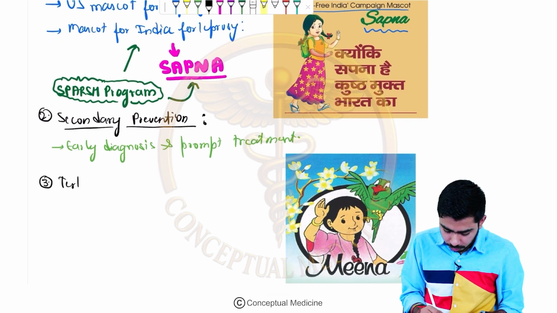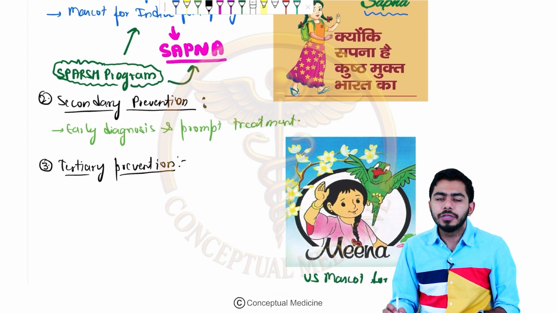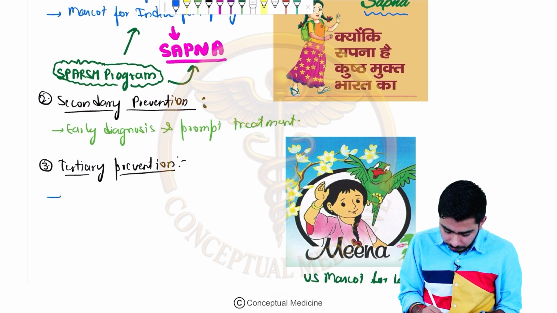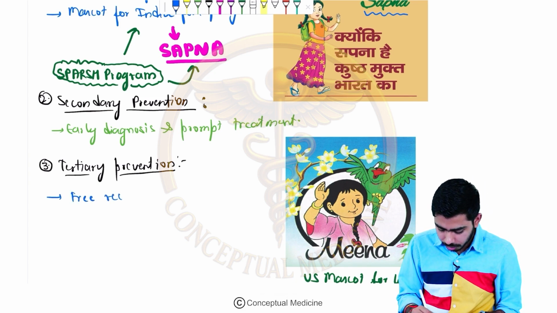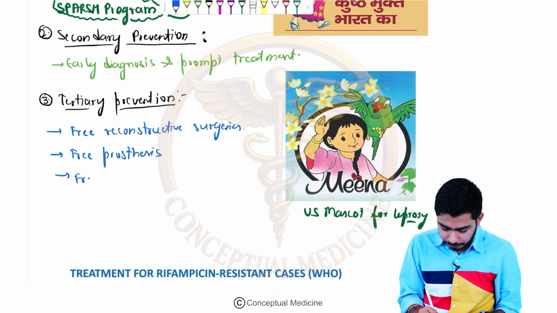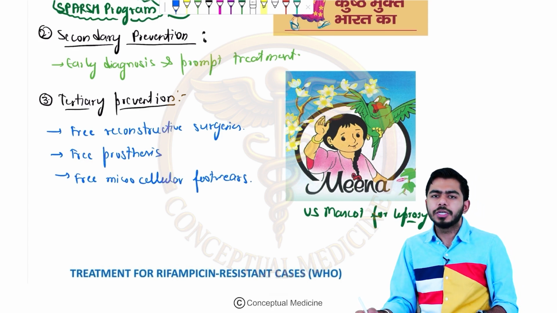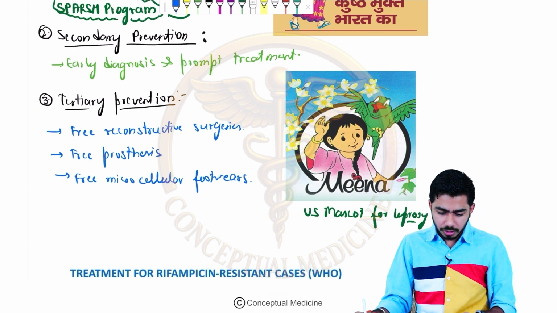For tertiary prevention, the government is providing rehabilitative services. For example, free reconstructive surgeries might be provided from the government of India side. Free prosthesis might be provided for locomotion purposes. Then free microcellular footwear might be provided. So these are some of the steps which shall be taken in the tertiary prevention section from the government of India.